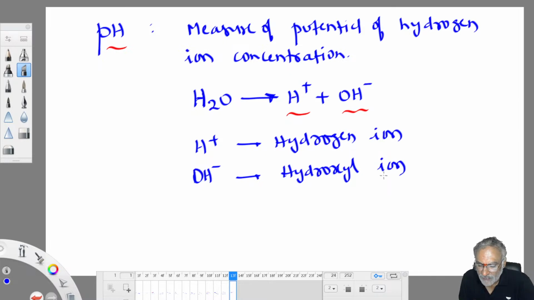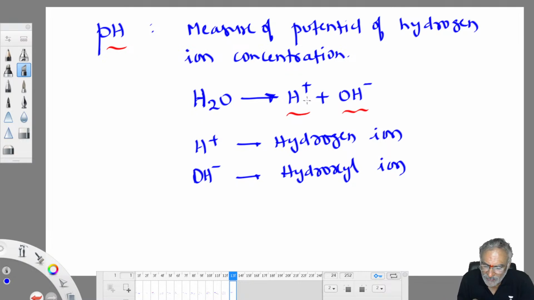So pH is the measure of H plus ions. If H plus ions are known, you can find pH. If pH is known, you can find H plus ions. That type of question is mostly asked in the GATE exam. They may give you OH minus ion, and there is a relation between it and the H plus ion.